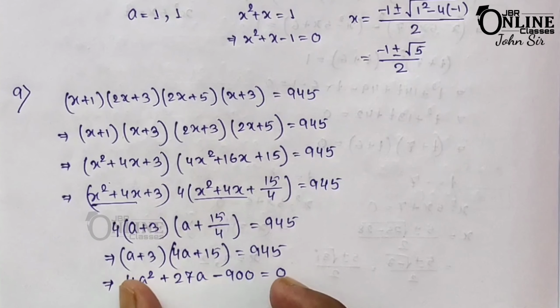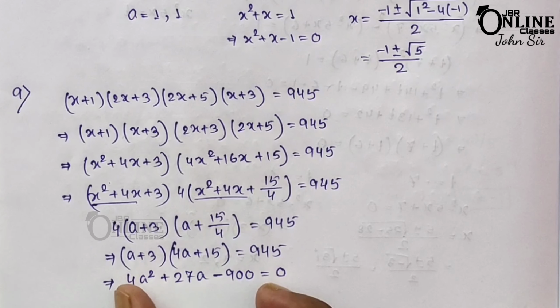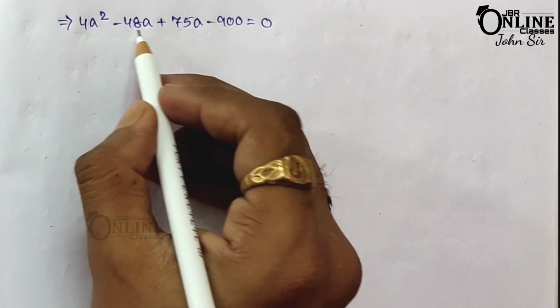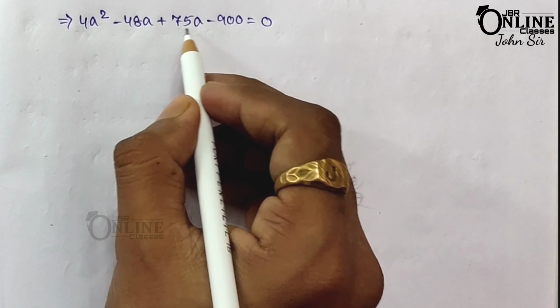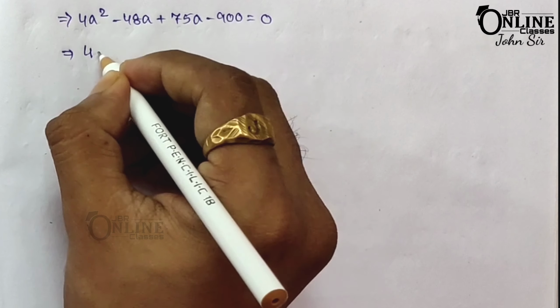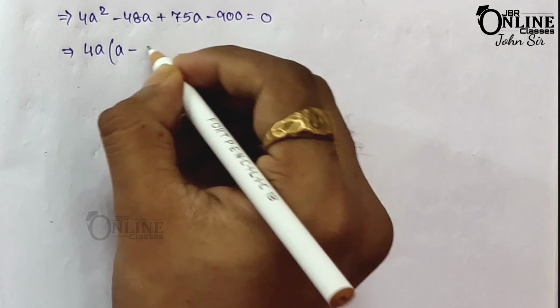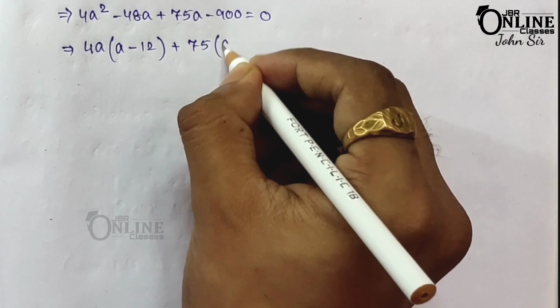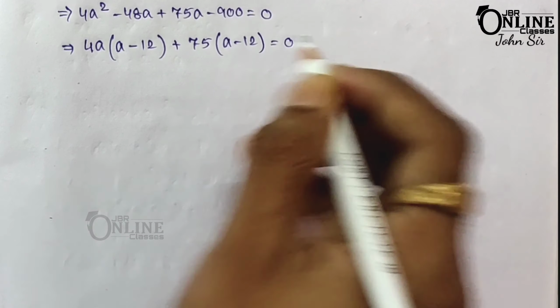So now you have to solve this quadratic equation. Okay, now next here 4a square minus 48a plus 75a minus 900, that equal to 0. So if you take 4a common, then you will get a minus 12, and here if you take 75 common, then you also get a minus 12, that equal to 0.